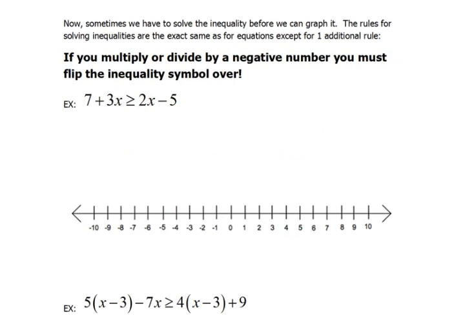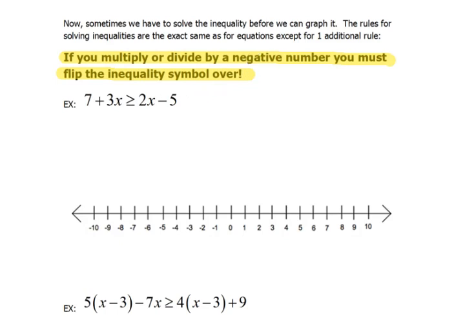Alright, now once we have that down pat, we can start actually solving these inequalities just like we do equations. All of our same rules apply. You have the addition property, which means you can add anything you want to both sides. We also have the multiplication property, which says we can multiply anything we want to both sides. The only additional rule that we have with inequalities is this new rule. If you multiply or divide by a negative number, you must flip the inequality symbol over.